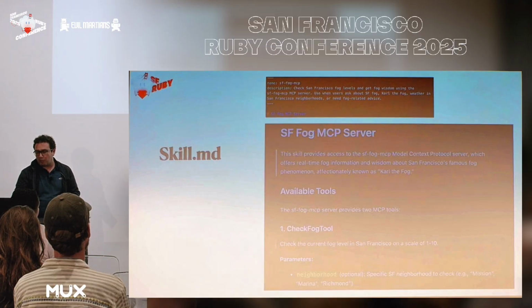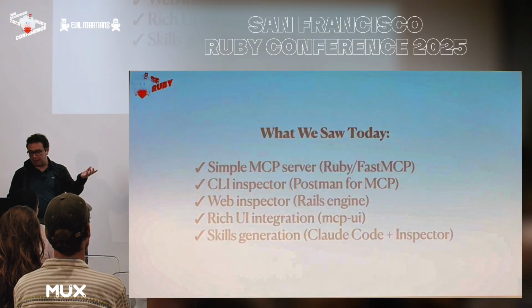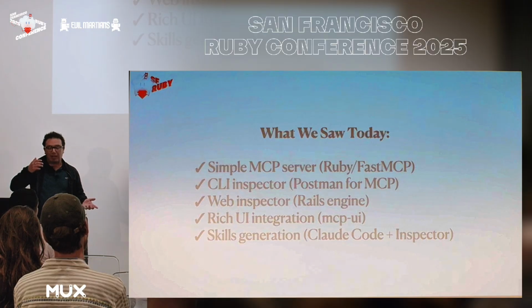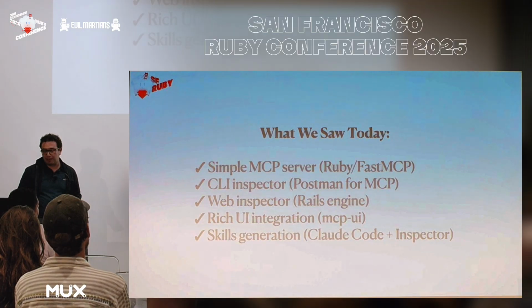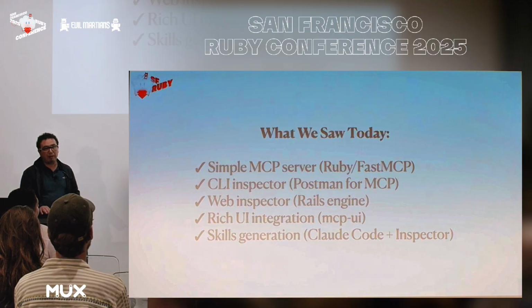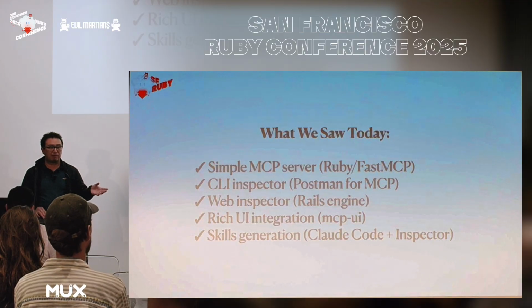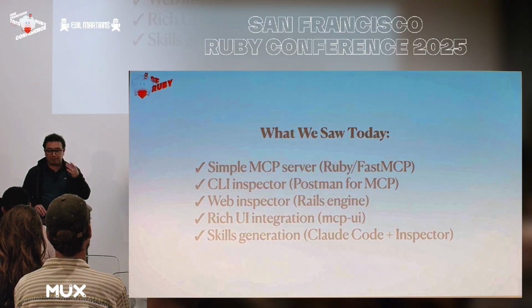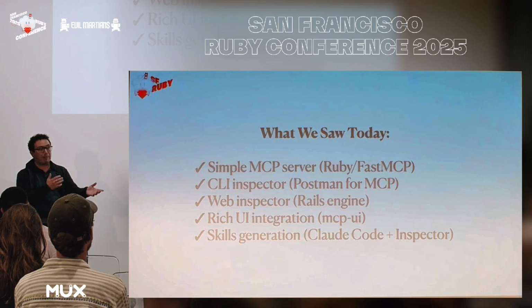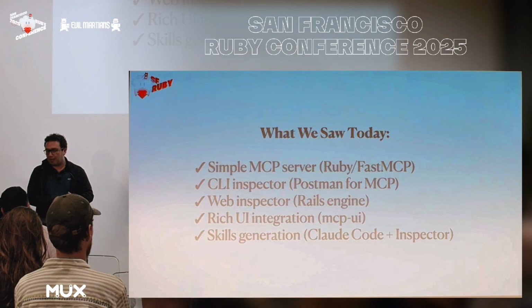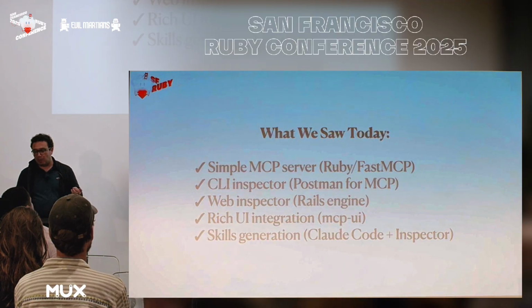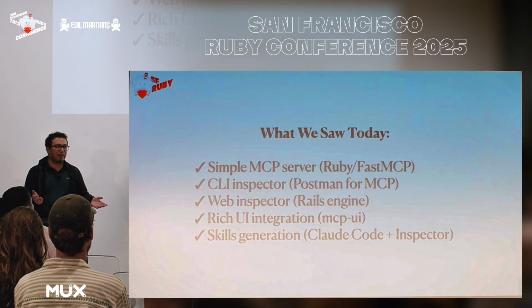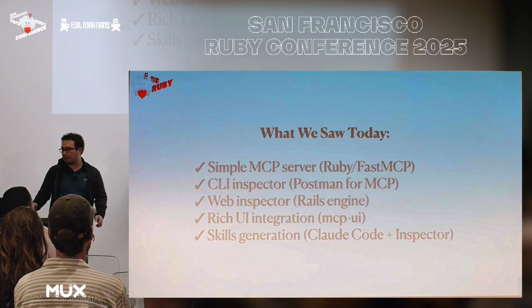All right, so what we saw today is how to create that MCP server using FastMCP. We saw how to use the CLI inspector, kind of like a Postman for MCP. We saw a version of the web inspector. We also saw an integration with the MCP UI. And finally, we saw skills generation using Claude Code and Inspector.